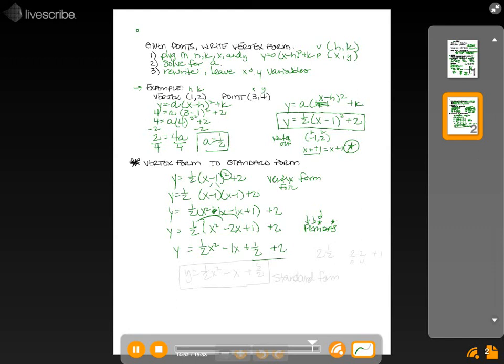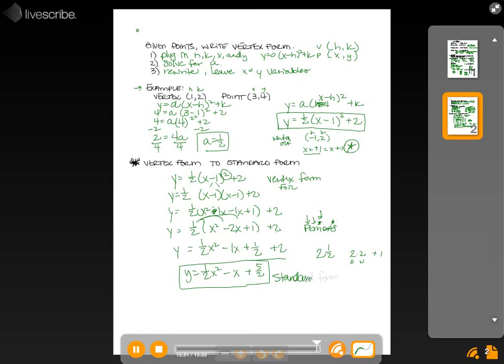So these two will combine and we get y equals 1/2 x squared minus x. 1/2 plus 2, that's really 2.5. But we want to make it an improper fraction. So we would do 2 times 2, the denominator times the whole number, plus the numerator. 2 times 2 is 4, plus 1 is 5, so we would say plus 5 over 2. And that would be our answer in standard form.